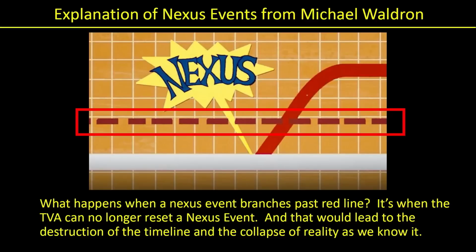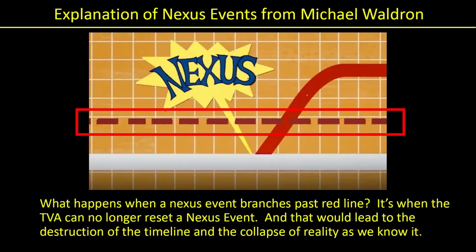Okay, then this is also interesting. What is that weird red line? In fact, Miss Minutes asks Loki when he's learning about the TVA. She says, "What happens when a Nexus event branches past the red line?" Loki's pretty bored. He's like, "It's when the TVA can no longer reset a Nexus event." And she prods him more, and then he says, "And that would lead to the destruction of the timeline and the collapse of reality as we know it." So he was getting annoyed. But here's what's really interesting about that.